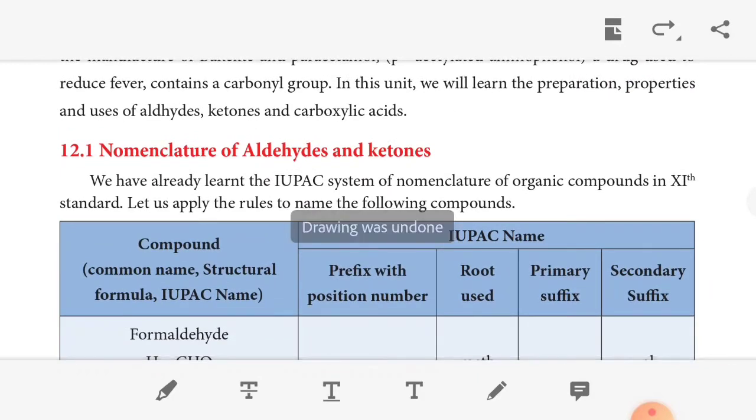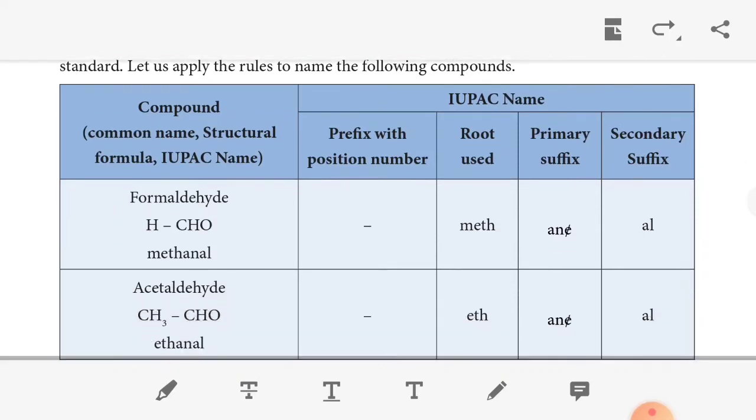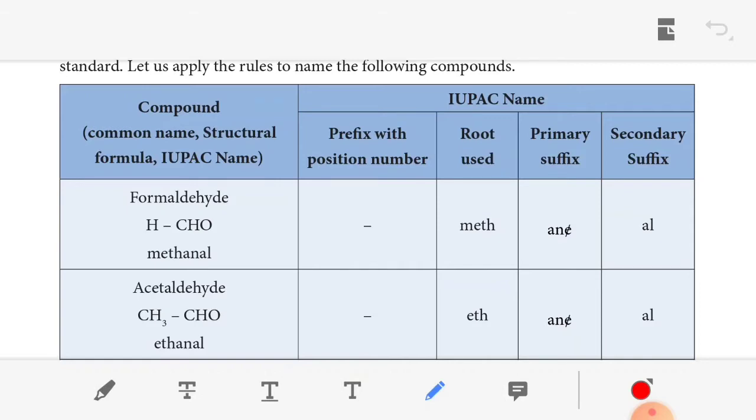We have already learned the IUPAC system of nomenclature of organic compounds in 11th standard itself. So let's apply the rules to name the following compounds. Some of the examples are listed here. First, formaldehyde. How to write the IUPAC name of formaldehyde? There is no prefix or position number, so it is just the root word. How many carbons are there here? Only one carbon. One carbon means methane.